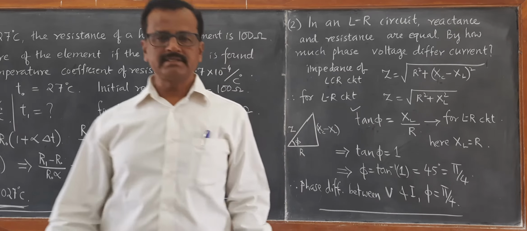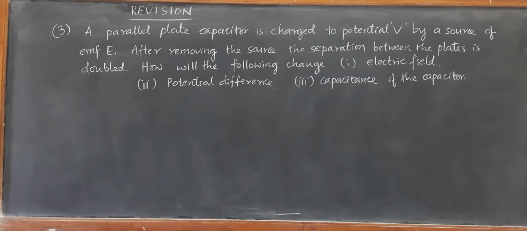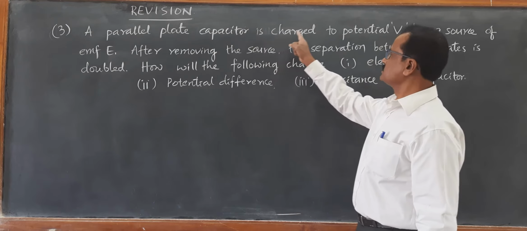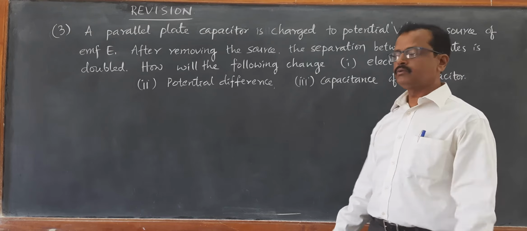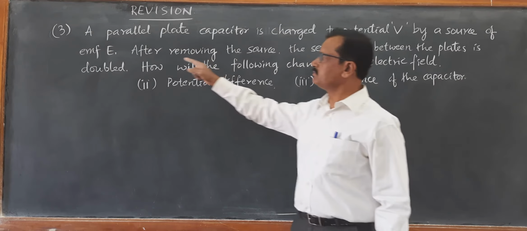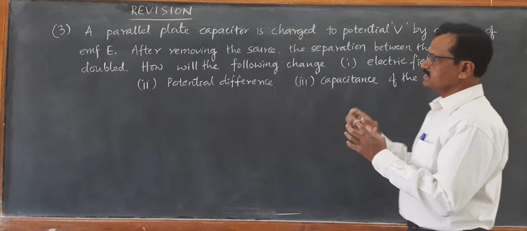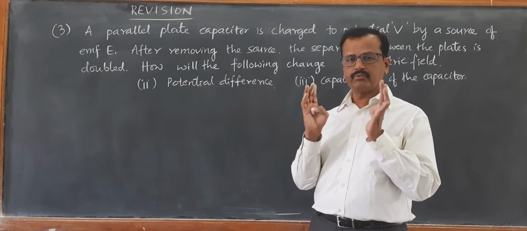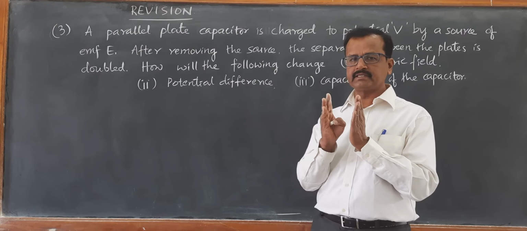Okay. Let us see some more simple problems. This is the problem on a parallel plate capacitor. This carries 3 marks. A parallel plate capacitor is charged to a potential difference of V by a source of EMF E. After removing the source, the separation between the plates is doubled. Now the capacitor is fully charged by potential V, and after charging, the separation distance between the plates is doubled.